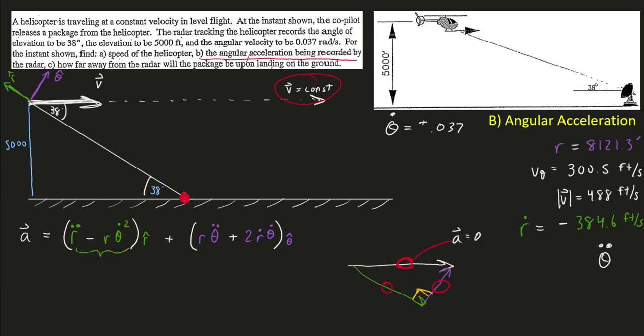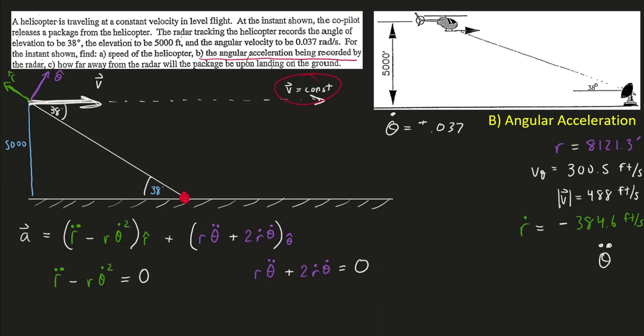So this whole number, my radial component of acceleration, must equal 0. Same thing with this whole number. My theta component of acceleration must equal 0. That's actually really powerful. There's two equations forming up for us right here. This equal to 0 and this equal to 0. So let's write that out and see what we can do.